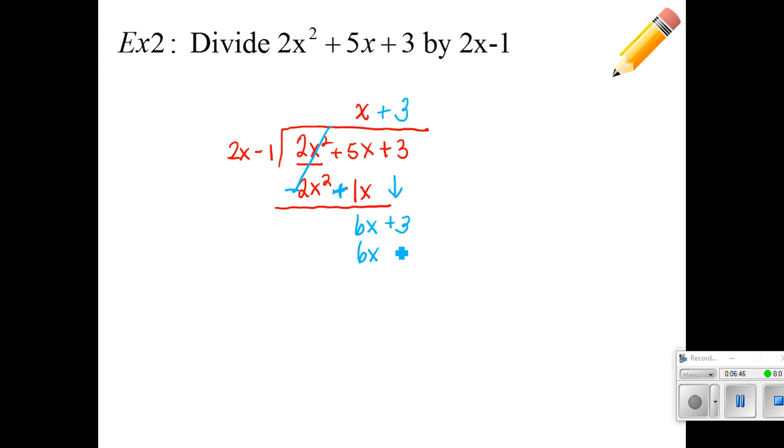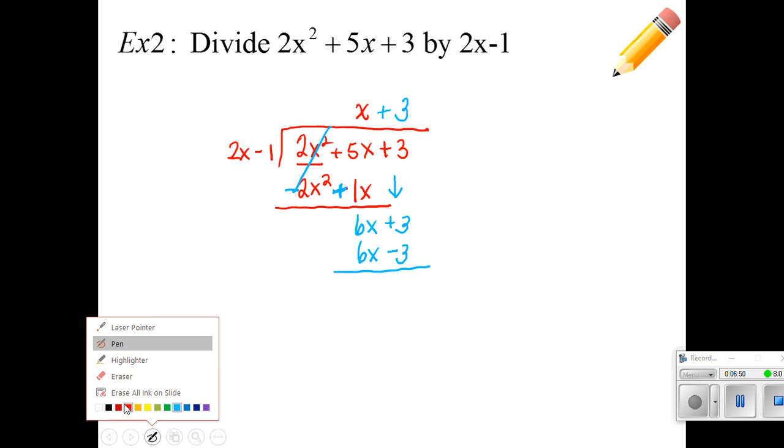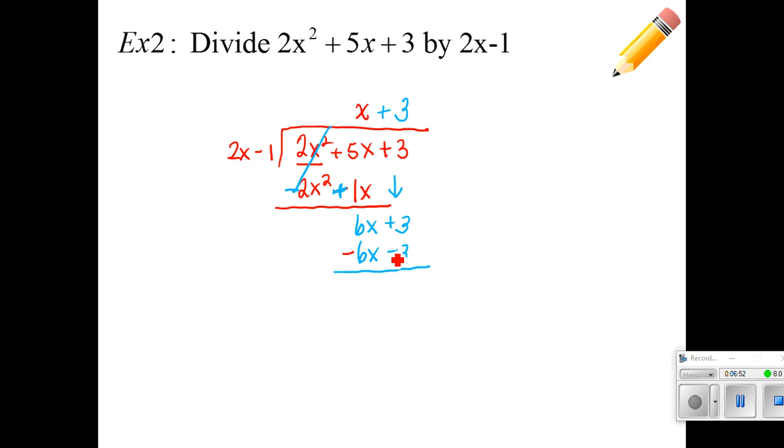3 times negative 1 is negative 3. Draw your line, change your signs. This was a negative, so it becomes a positive. Cancels, 3 plus 3 is 6. So this has a remainder of 6. So our quotient would be x plus 3. Quotient is the answer to a division problem. X plus 3 plus 6 divided by what you're dividing by.